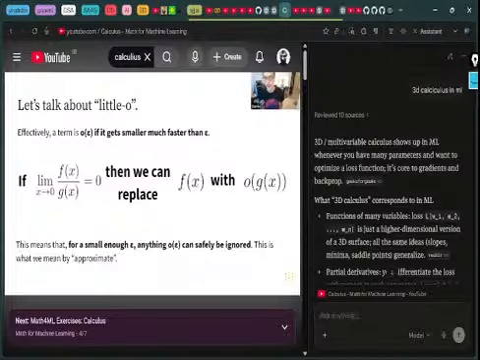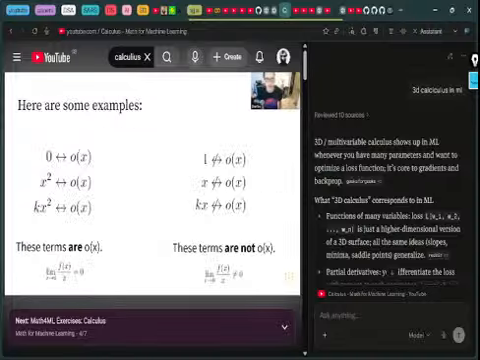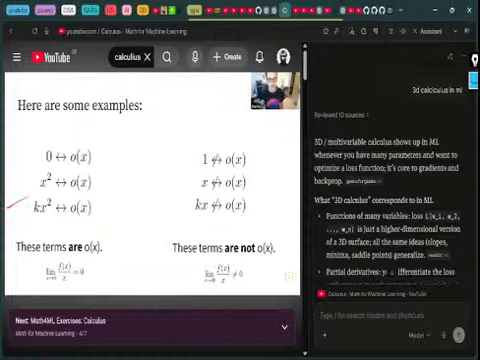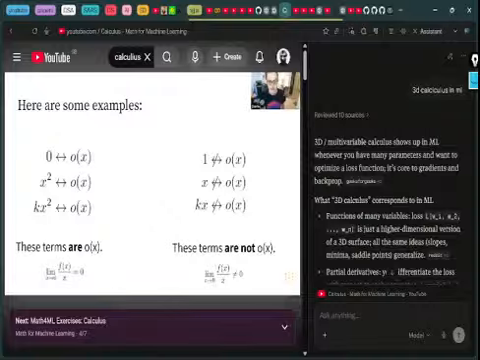And this means that for a small enough epsilon, anything little o of epsilon can safely be ignored. So here are a couple of examples of terms that are little o of epsilon. So 0 is little o of epsilon. If I look at the limit as x goes to 0 of 0 over x, that's just going to be 0. If I look at x squared, so the limit of x squared over x, that's x squared divided by x, that's just x. The limit as x goes to 0 is 0.